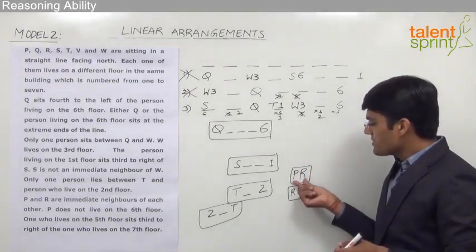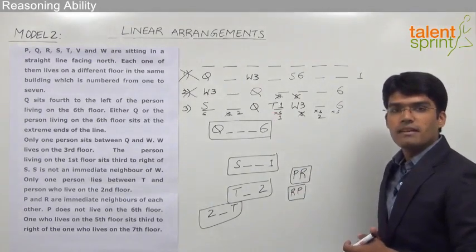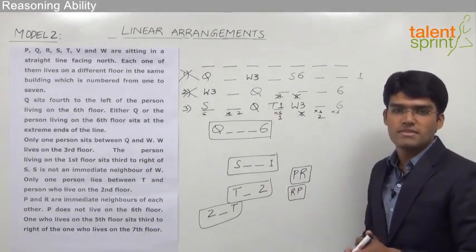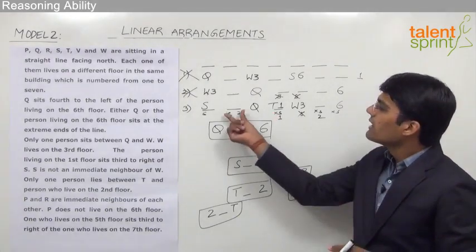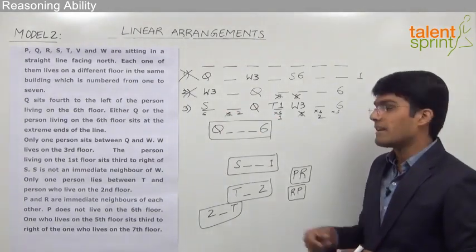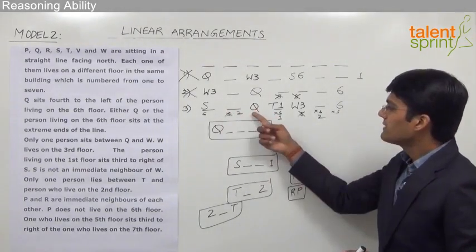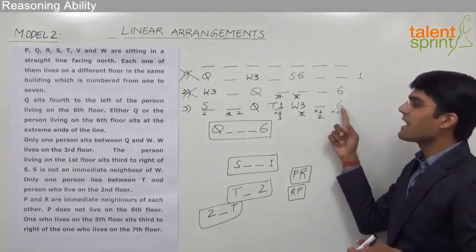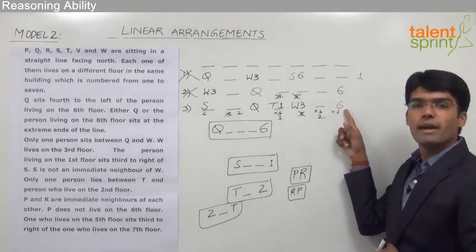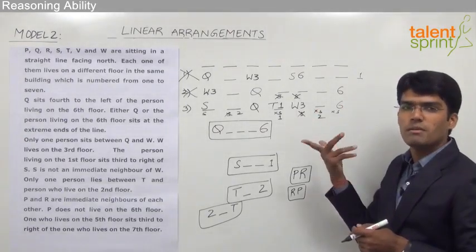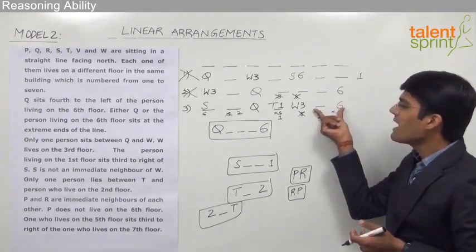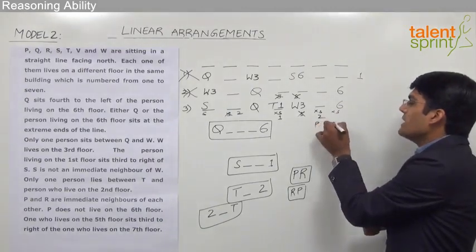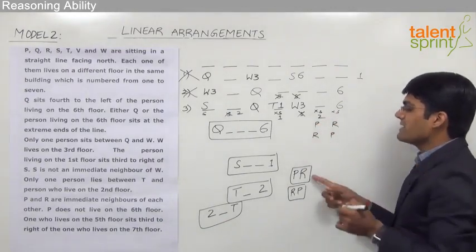Let us now try to fit the positions of P and R on the arrangement. As we know, P and R are immediate neighbors, we should have two consecutive vacant positions for them. So if we try to see, the second position cannot be taken by P or R as there is only one place left out. The third, fourth and fifth positions are already occupied, but the sixth and the seventh positions are vacant. The seventh position is occupied only by the person living on sixth floor, which can be P or R. So that means P and R can come in the last two positions. But the possible cases are either it is PR or RP, as we can see here.